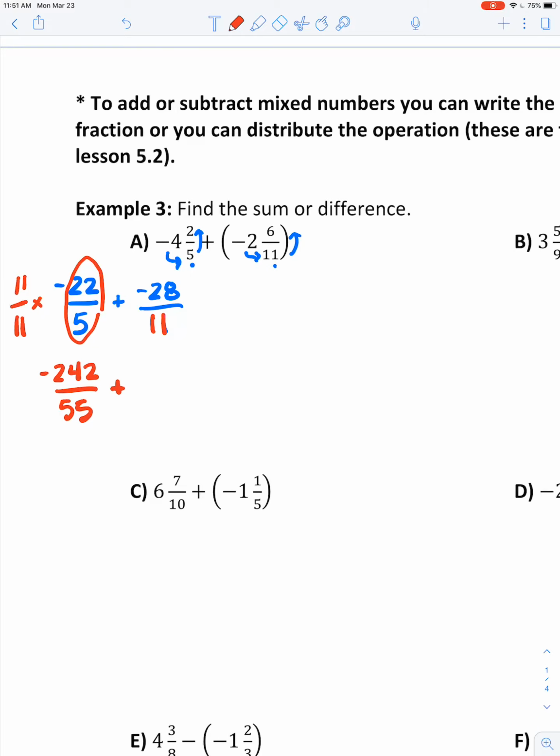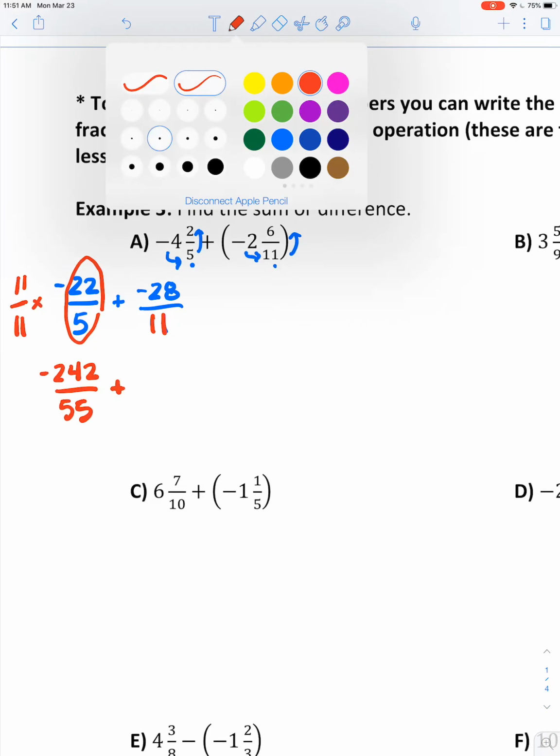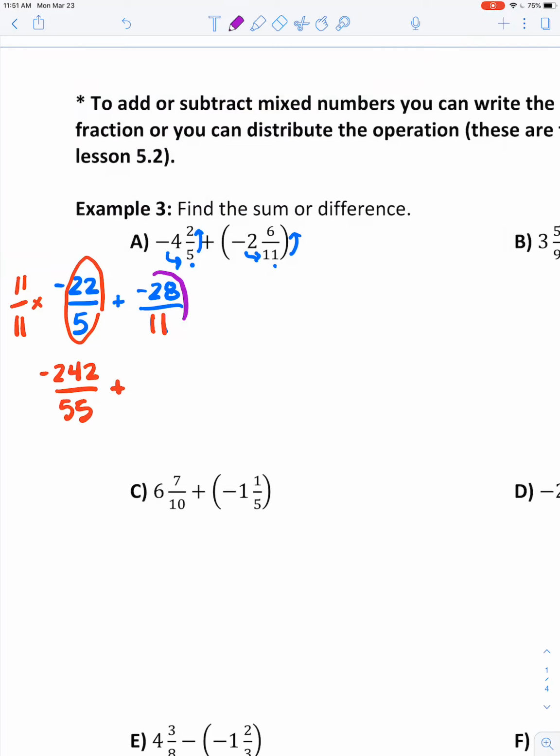Okay, and now let's do this similar idea to the other side. So I need to figure out what to times this by. A good thing to do is just times it by the denominator of the other fraction, which is 5. It's just a quick method. All right, so again, using a calculator, we have negative 28 times 5, and that should be negative 140. And we have 11 times 5, which is 55. Okay, now just adding these two just like normal. Negative 242 plus negative 140 is negative 382 over 55.